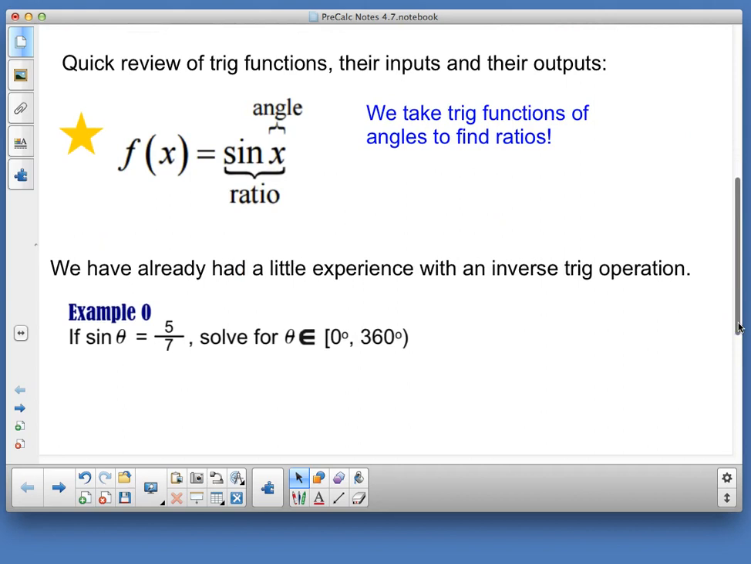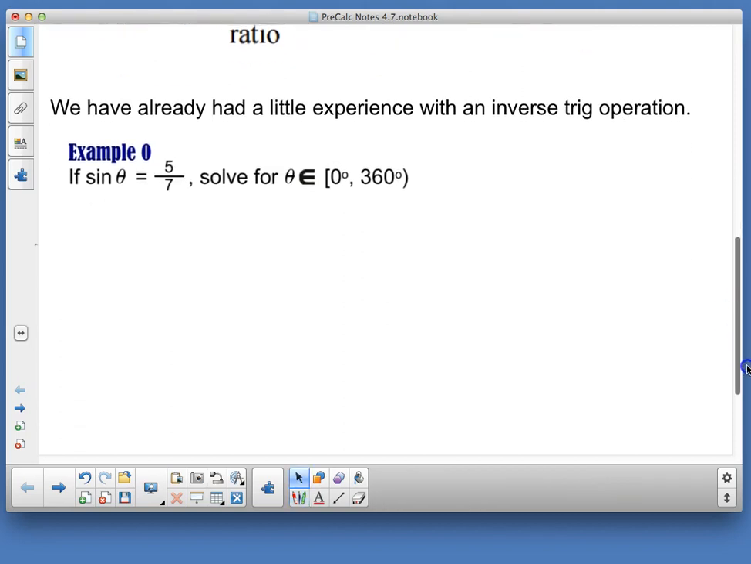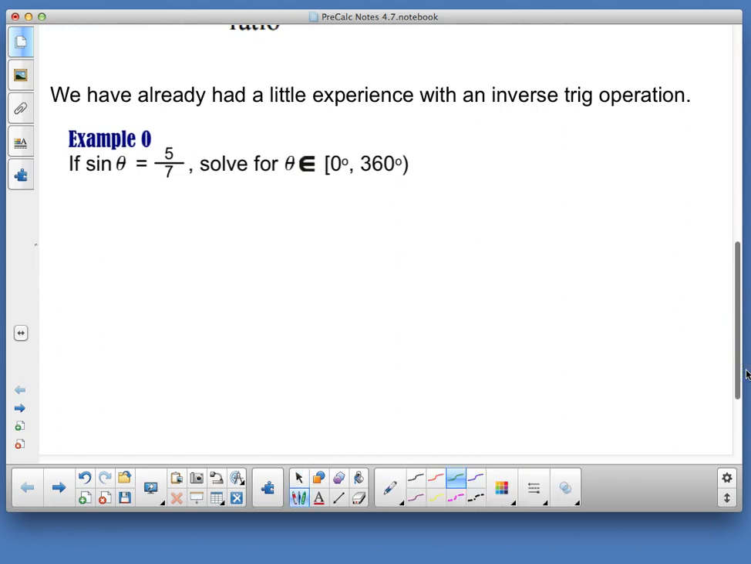Now, quick review of trig functions. The trig functions, their inputs and their outputs. Remember, sine, cosine, tangent all take an angle value in the relationship. We have already had a little experience with the inverse trig functions, and the biggest one is if sine theta is equal to 5/7. Okay, so let's talk about that. If I go between 0 and 360, I want to talk about it, but I also want to make sure that you realize that this is an angle. Okay, this is a ratio.